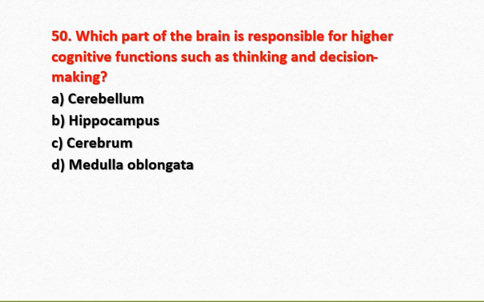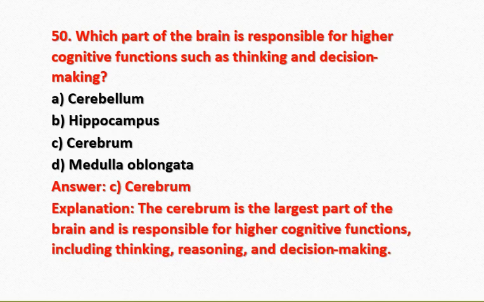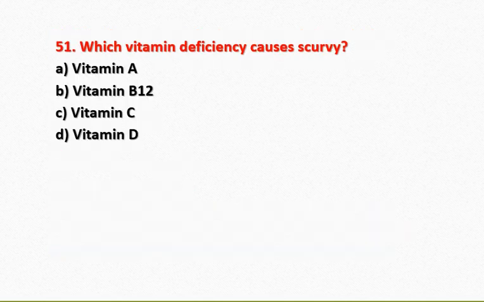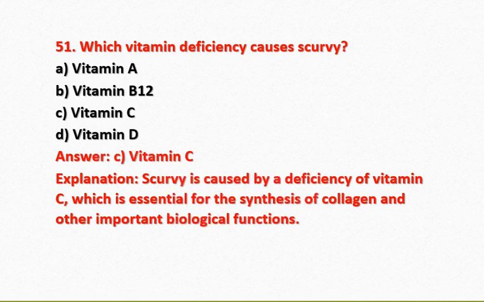Which part of the brain is responsible for higher cognitive functions such as thinking and decision making? Correct answer is option C. Cerebrum. Which vitamin deficiency causes scurvy? Correct answer is option C. Vitamin C.